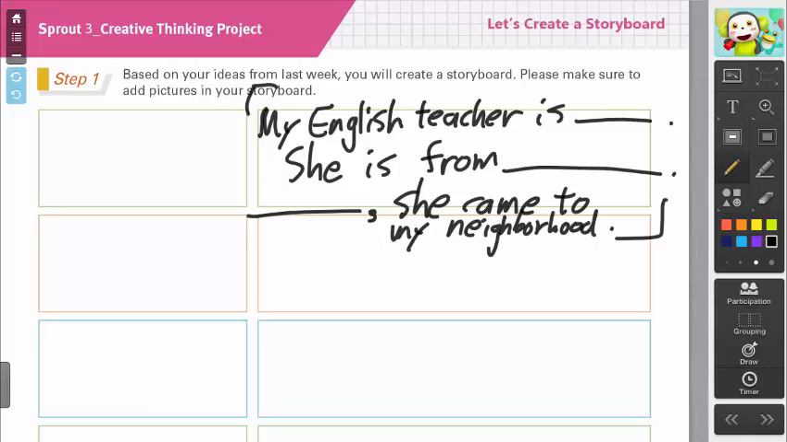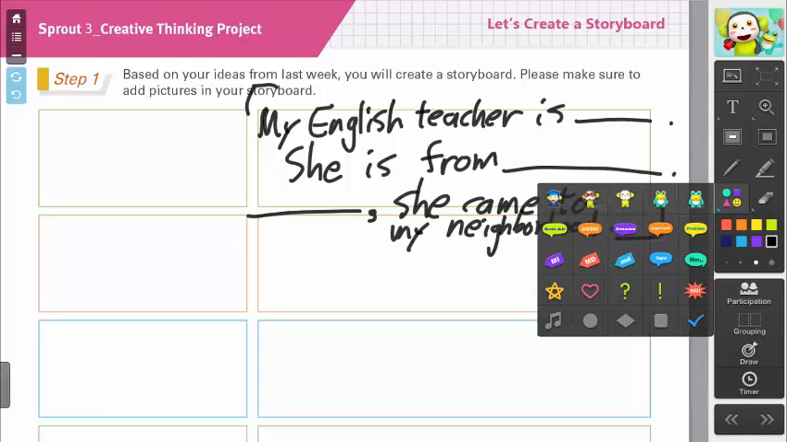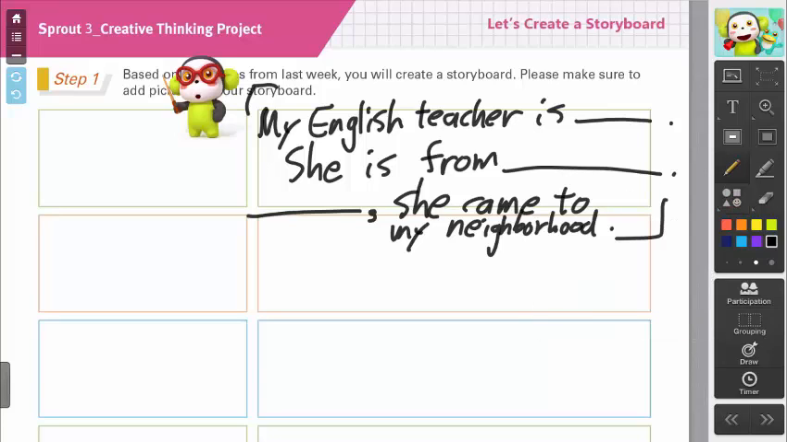Okay. So once you have completed your storyboard box, I want you to draw the matching picture on the left-hand side. So let's do that one together, just as an example. So my English teacher is right here. This is your English teacher. So draw your English teacher. And where is she from? She's from Canada. She's from America. Okay, so draw America here. That's what I'm going to do.